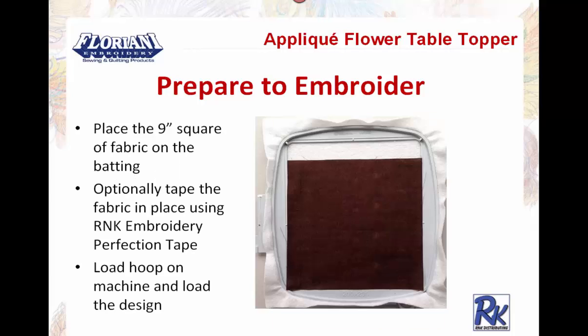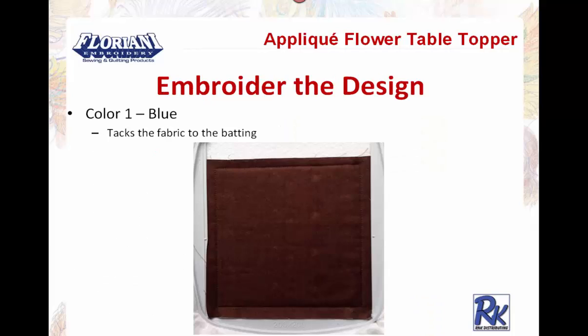The next step is you're going to take your 9-inch square that you would have cut out of the backing of the top back fabric, and you're going to place that on the hoop. And you're going to optionally tape down its corners so that it doesn't shift around on you using that embroidery perfection tape. You're going to load the hoop onto the machine and load the design into the machine.